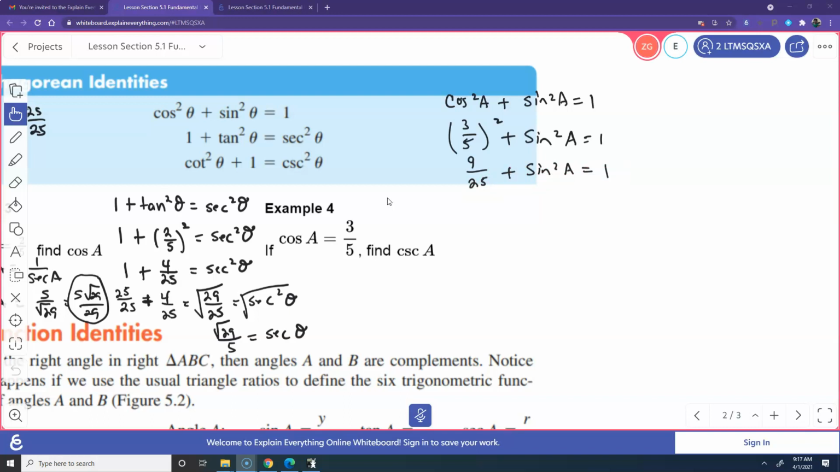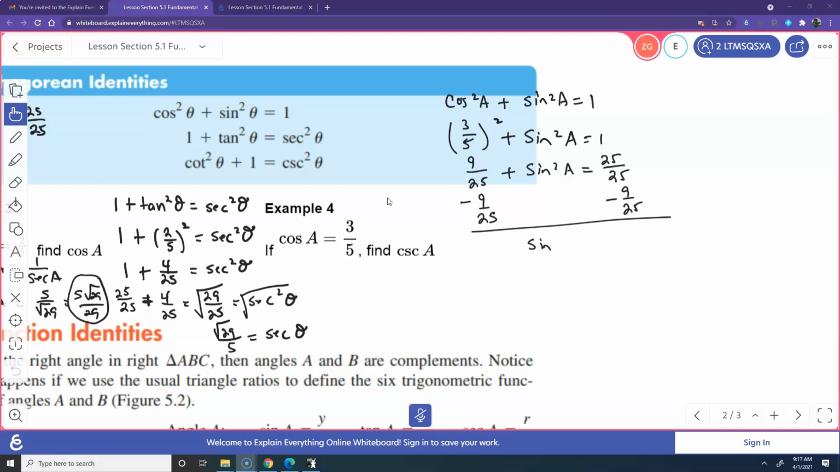Remember what I said about 1? 1 could be 25 over 25. So what I'm going to do is make this 25 over 25. I'm going to subtract 9 over 25.